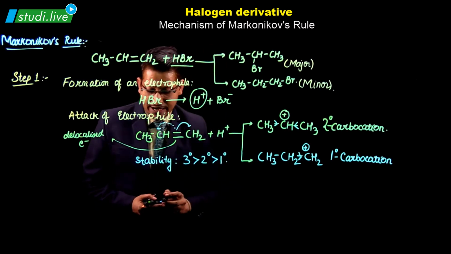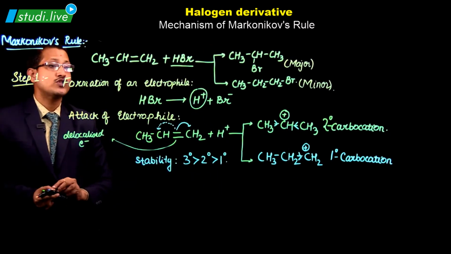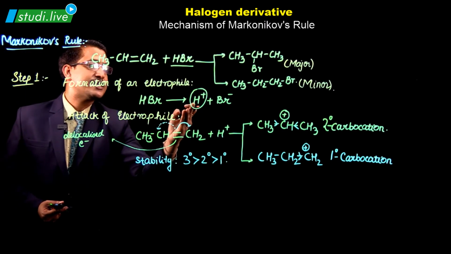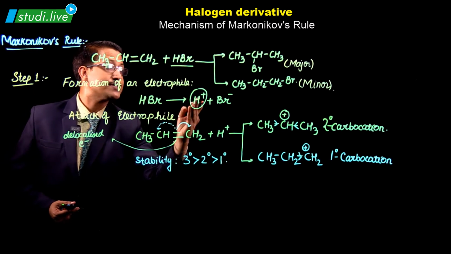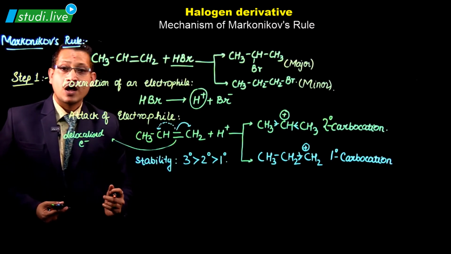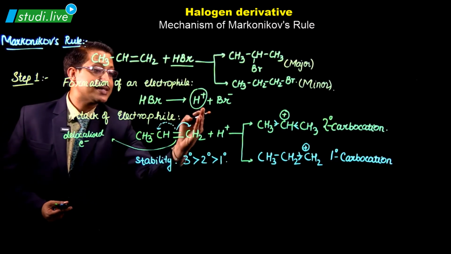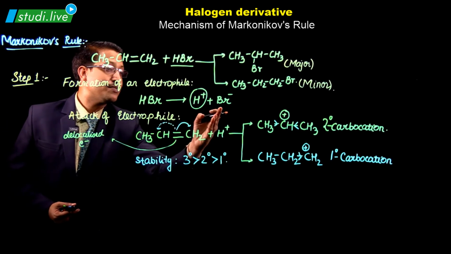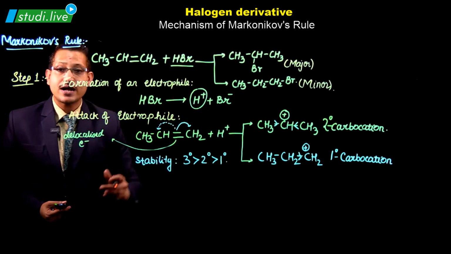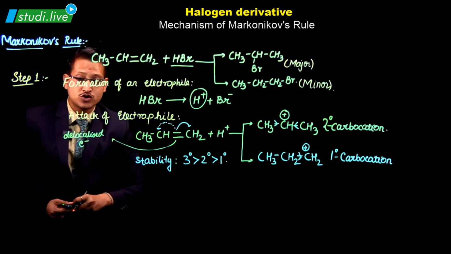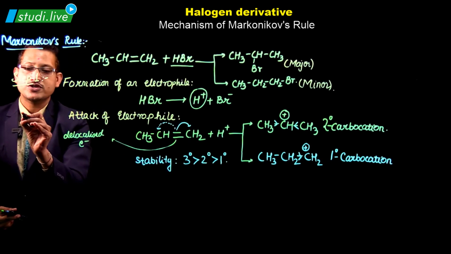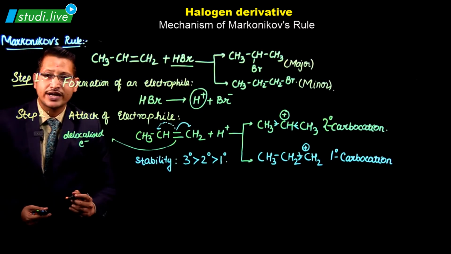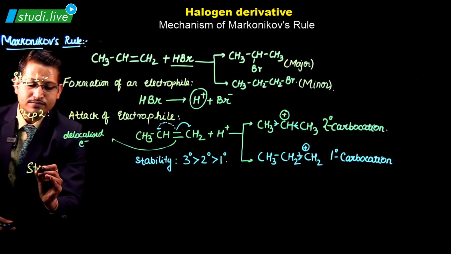And once this 2 degree carbocation is formed, now we move to the third and the last step that happens. That is, in the beginning we said HBr giving us H plus and Br minus. Already we have utilized this H plus in this reaction. What is remaining now? Br minus is remaining. And that Br minus is the third step adding. So we write here the step 3. This was your step 1. This is your step 2, that is attack of electrophile. Coming back to step 3.